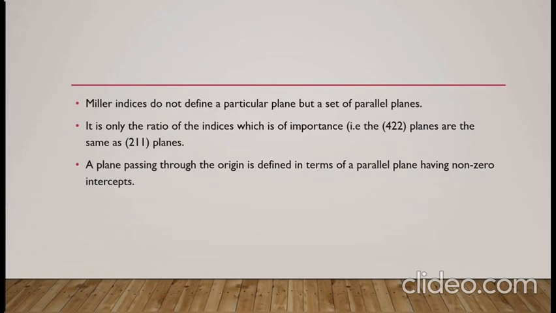Miller indices do not define a particular plane but a set of parallel planes. It is only the ratio of the indices which is of importance. Example, the plane 422 is the same as plane 211. A plane passing through the origin is defined in terms of a parallel plane having non-zero intercepts.